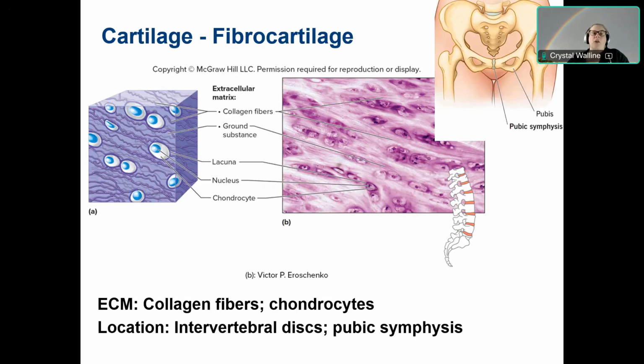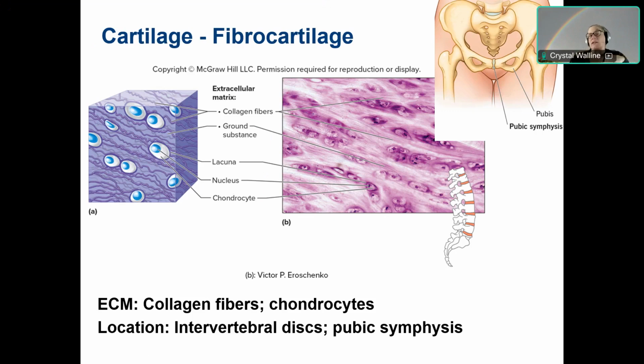Our last example of cartilage is fibrocartilage. Fibrocartilage also contains a lot of collagen fibers and chondrocytes, but it has much more extracellular matrix, which allows the cartilage to withstand compressive forces and give it a little bit of a flex.